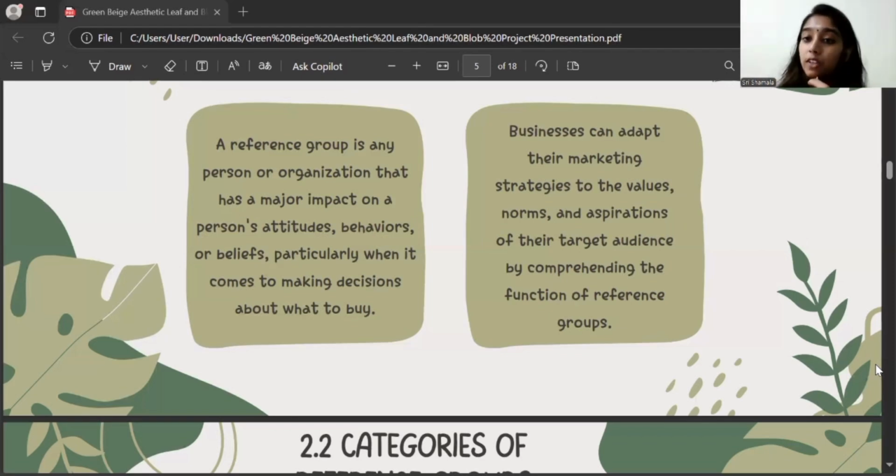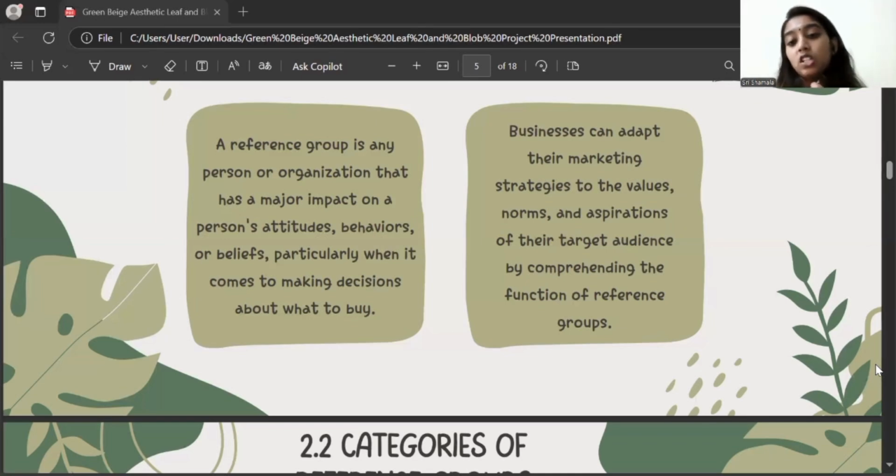Reference groups shape what we see as normal, desirable, or acceptable. This can be based on social comparison, where we measure our choices against others to feel confident about our decision.